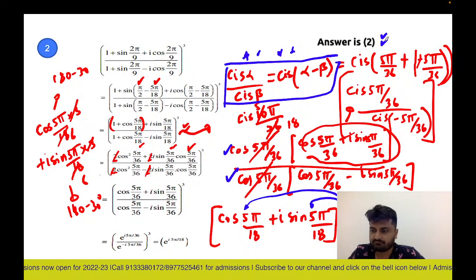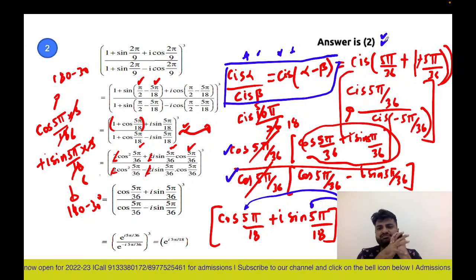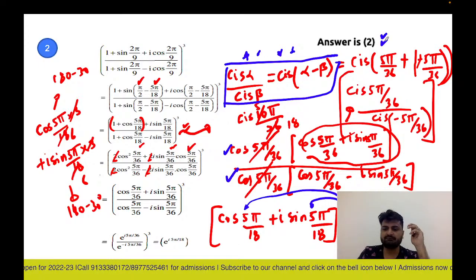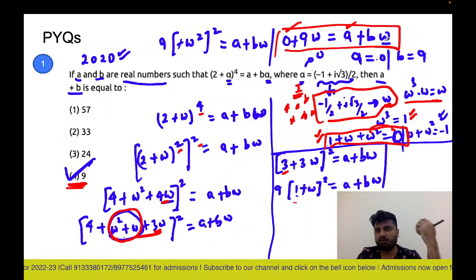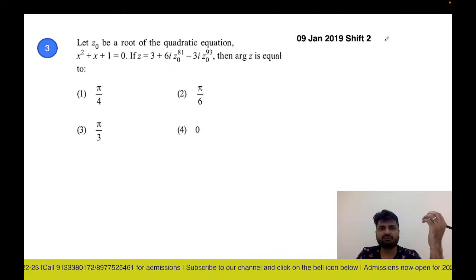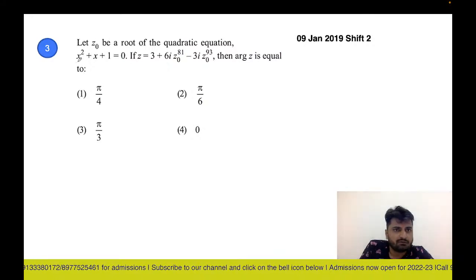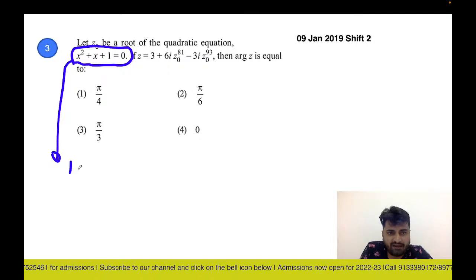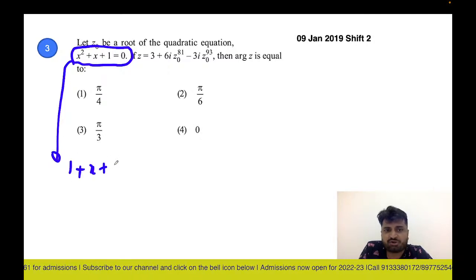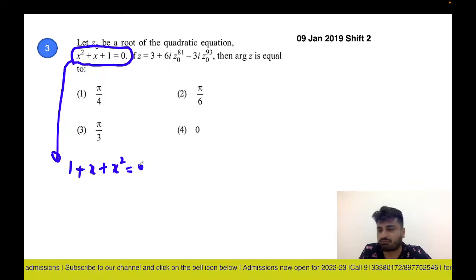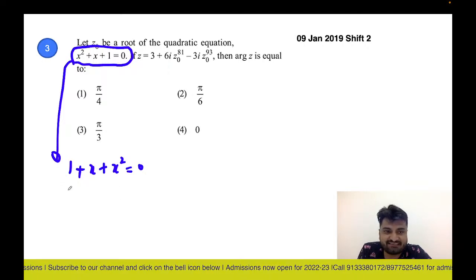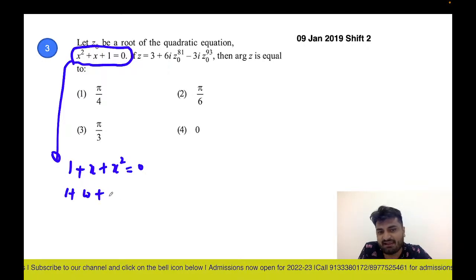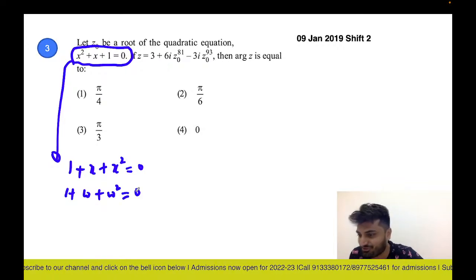All right. So we have done a couple of questions, one in terms of cis theta, the other in terms of omega square. So let's move on to the third question of the day. Now what did they say? x square plus x plus 1 equal to 0. So this is like 1 and a combination of x and x square equal to 0. Are you observing this is similar to 1 plus omega plus omega square equal to 0?